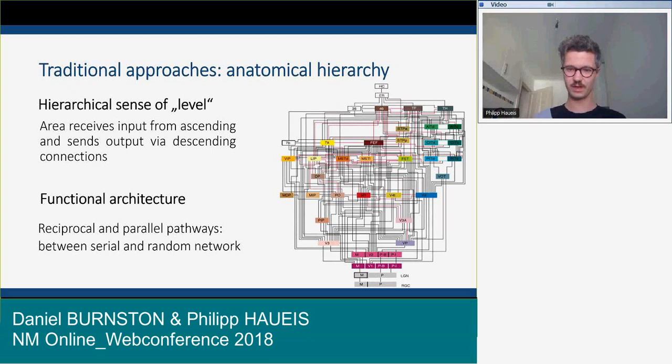Felleman and Van Essen used this definition together with their classification to produce this famous diagram of the macaque visual system, which consists of different levels, starting from the thalamus and then going into V1 and going up to the frontal eye fields and higher visual areas. And what this functional architecture already showed is that the visual system is in between a serial and a random network, so that it has properties that fall in between these two classes of network.